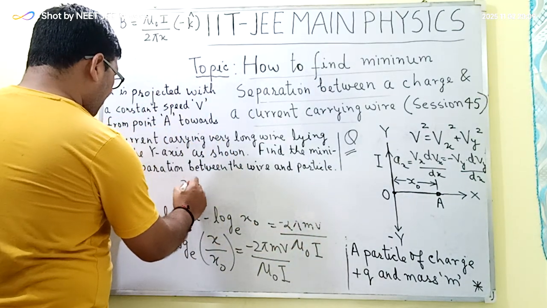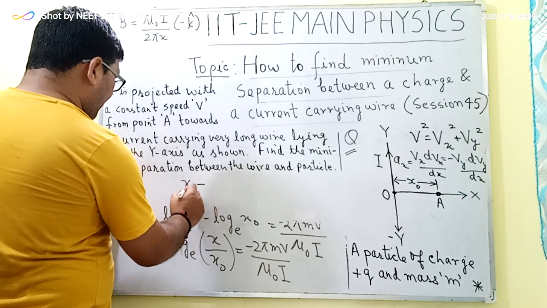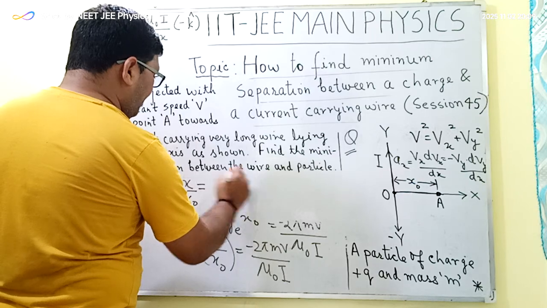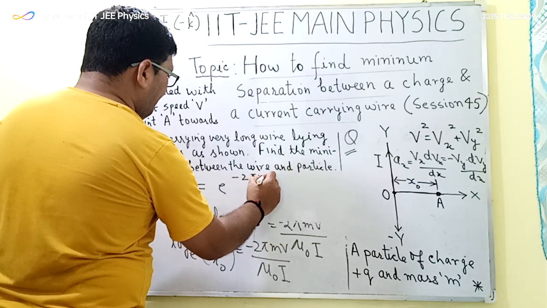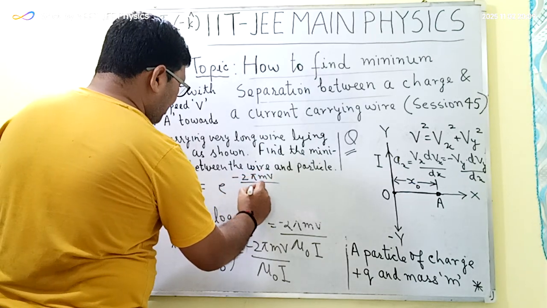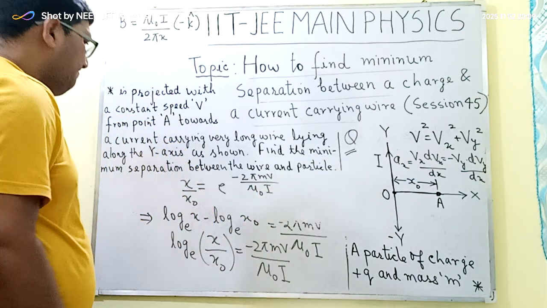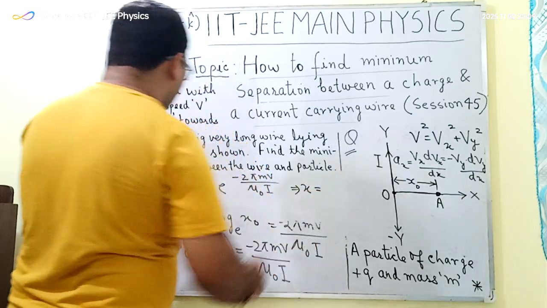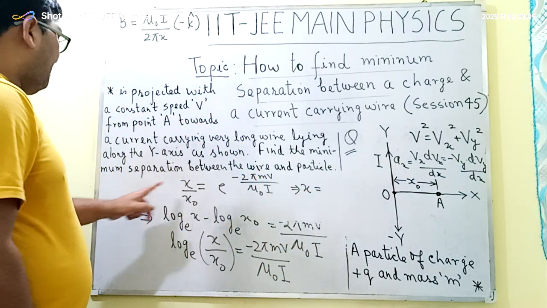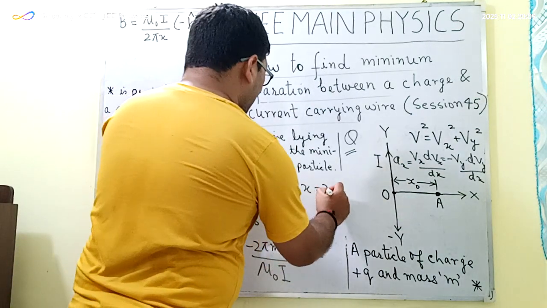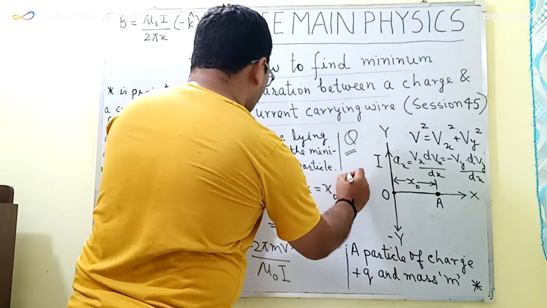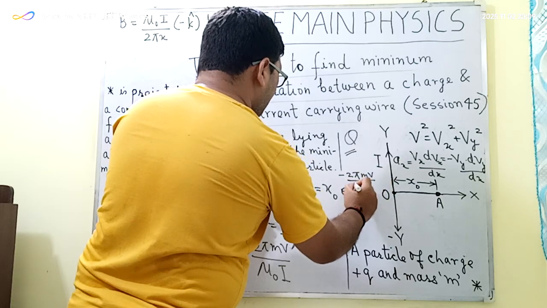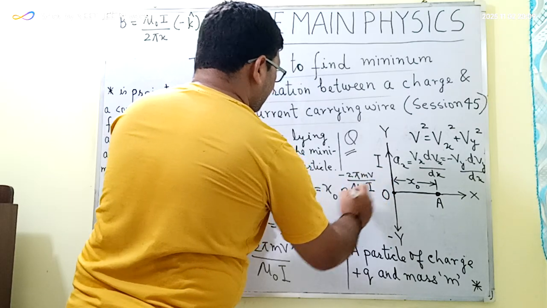So from here, I can write that x upon x naught will be equal to e to the power minus 2 pi m v divided by mu naught I. Or simply we can say that the minimum separation between the charged particle and the wire, that is x, will be equal to x is equal to x naught e to the power minus 2 pi m v divided by mu naught I.